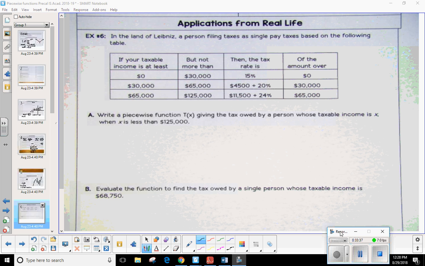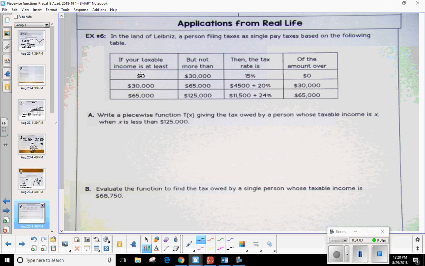And that's okay. Let's take a look at this one. It says, in the land of Leibniz, a person filing taxes as single pays taxes based on the following table. Okay, so we have our columns here. If your taxable income is at least, but not more than, then the tax rate is of the amount over. So all the information is actually already provided for me in the table.